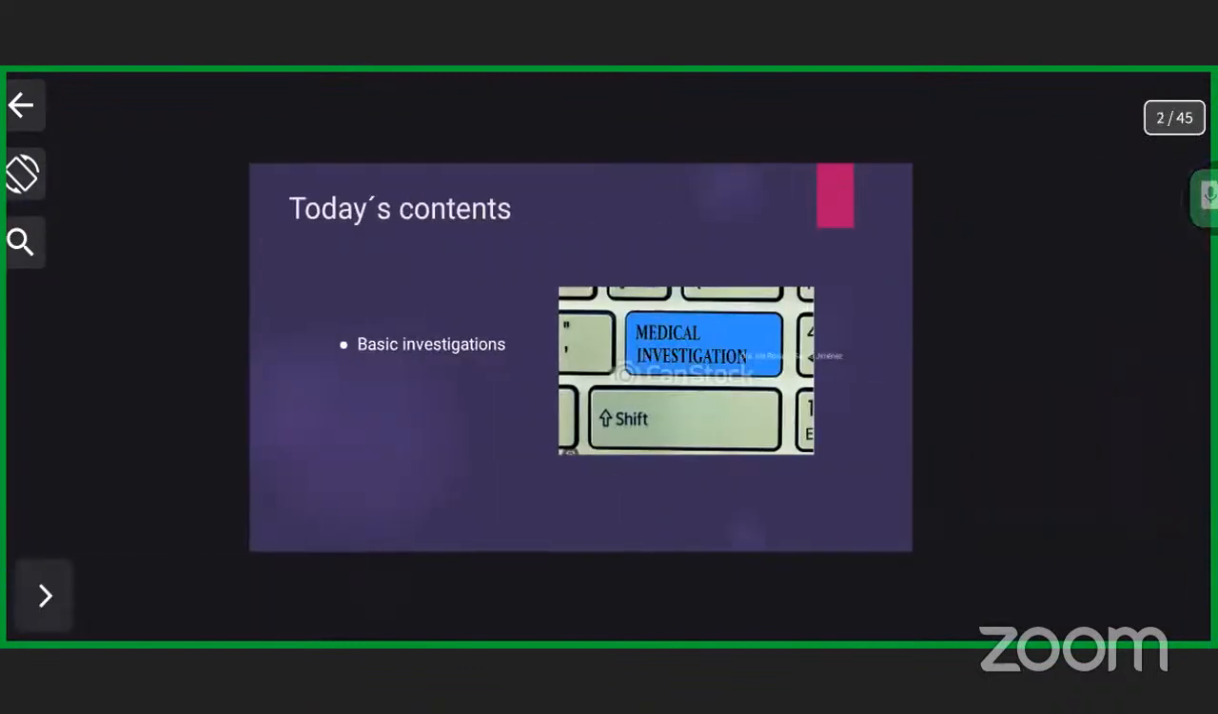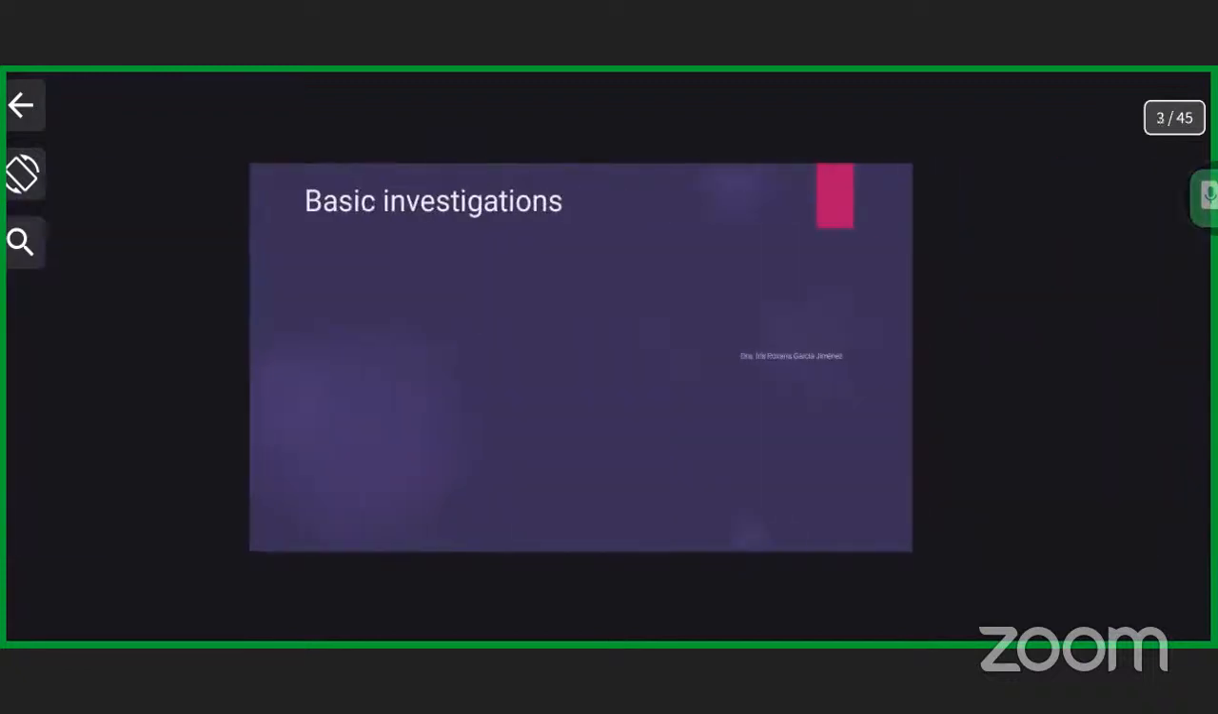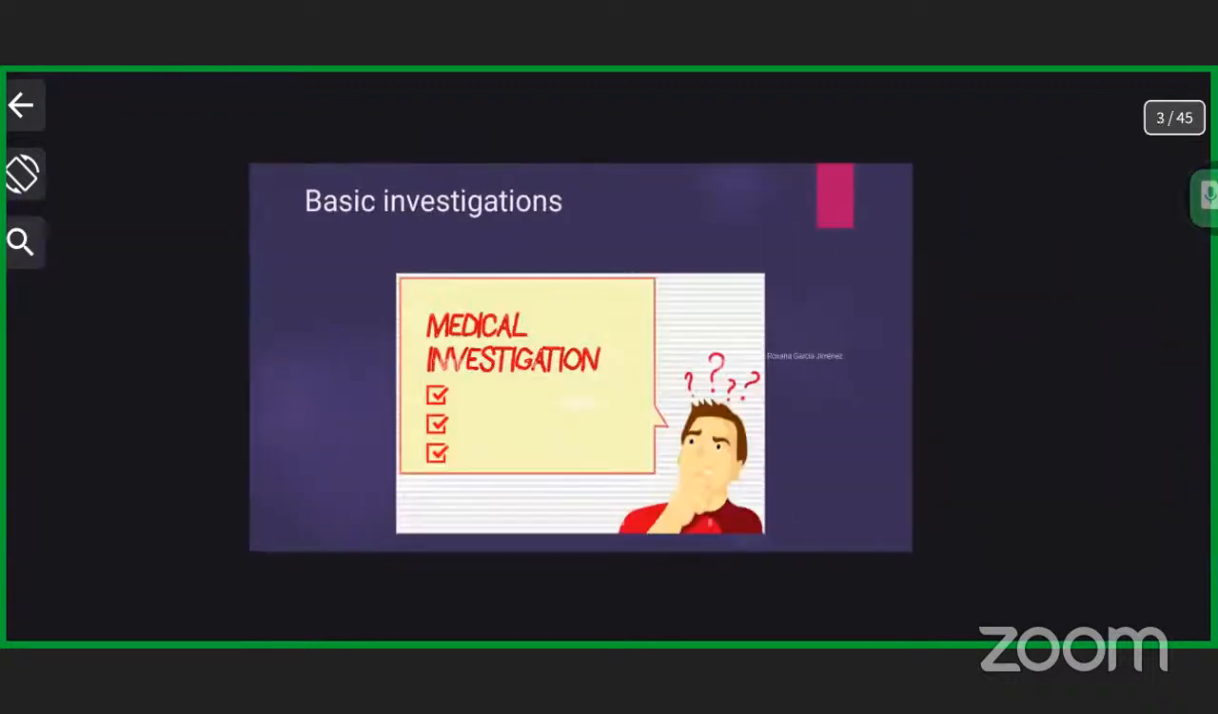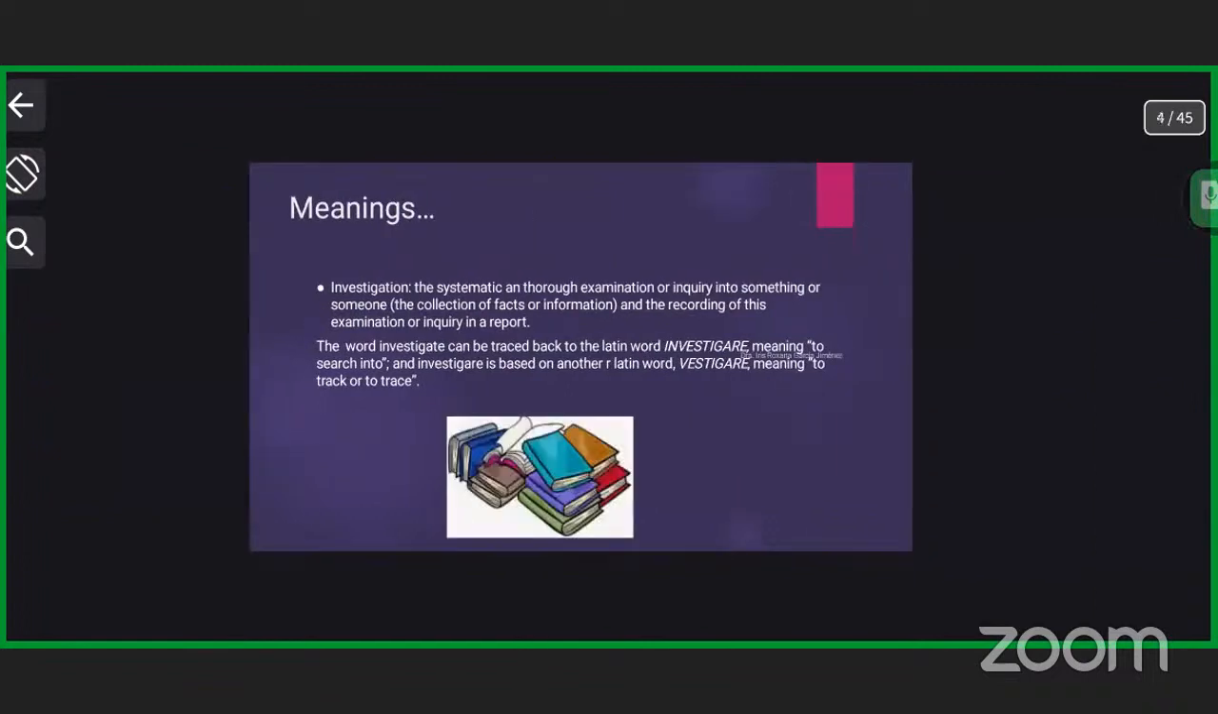Okay, tonight we have a not too long presentation. We are going to talk about basic investigations in the medical context. So let's see. When we talk about basic investigations, we are considering what an investigation is at the beginning. I mean, what we really have to know about it is the context, the meaning of this idea.